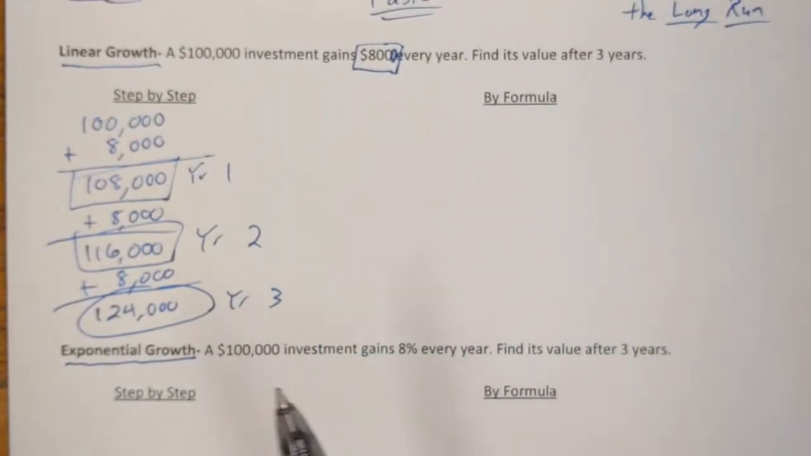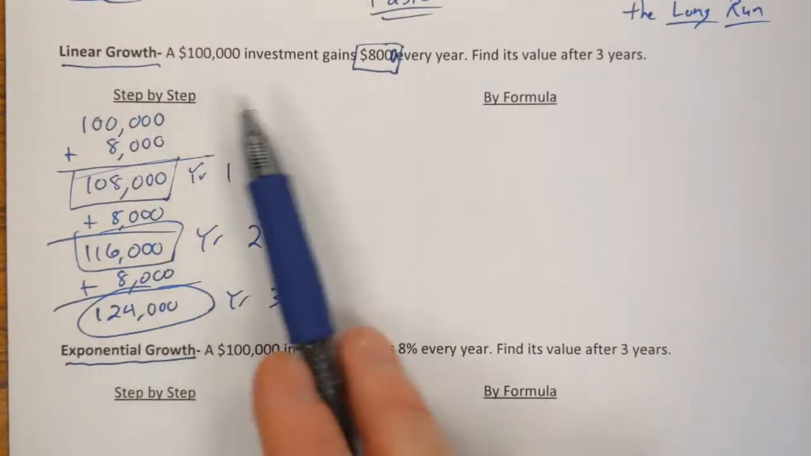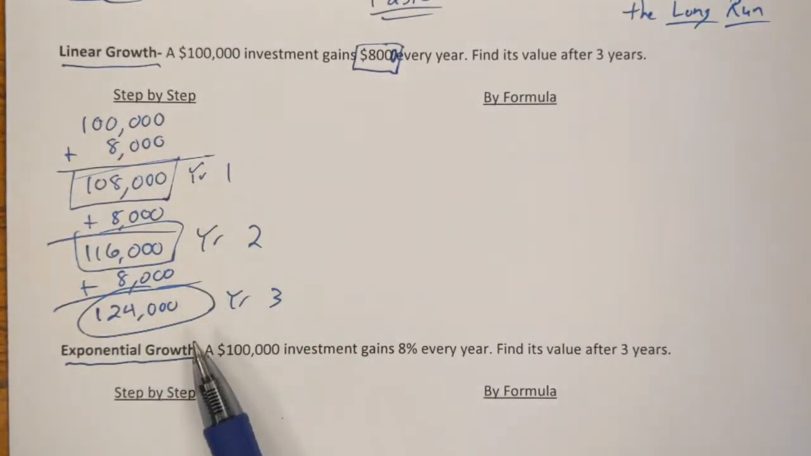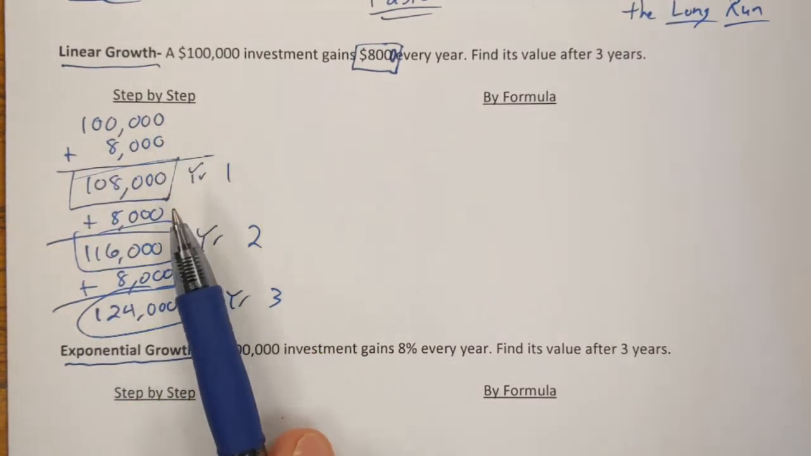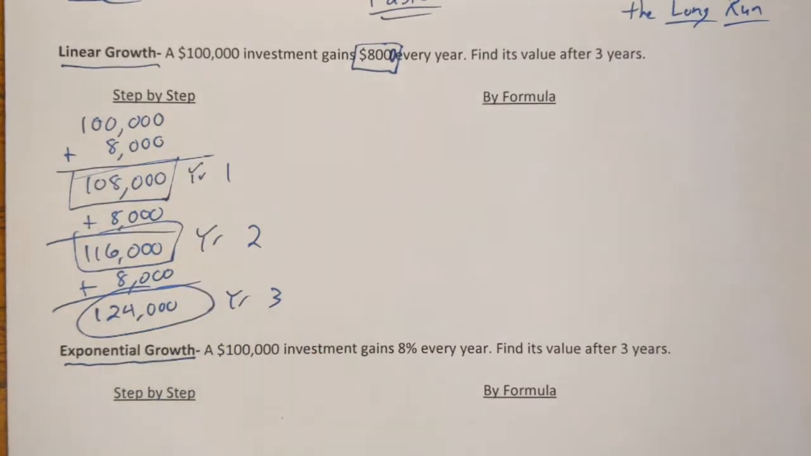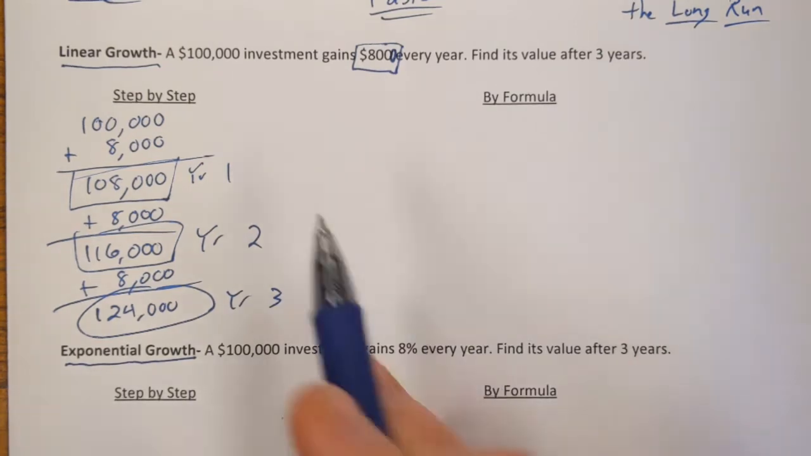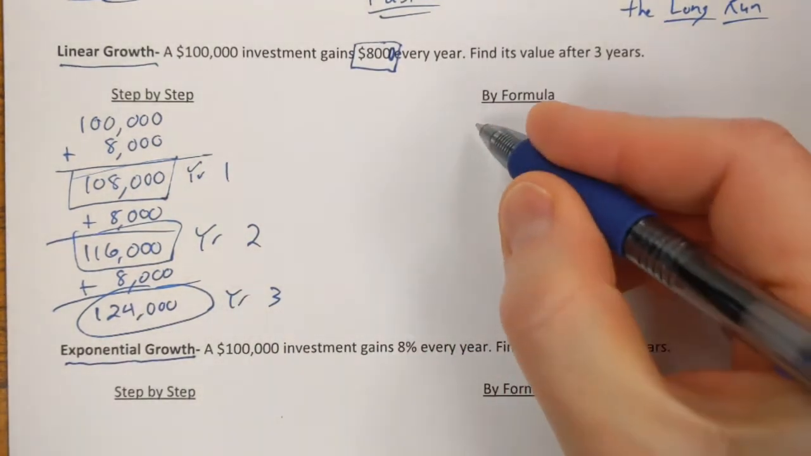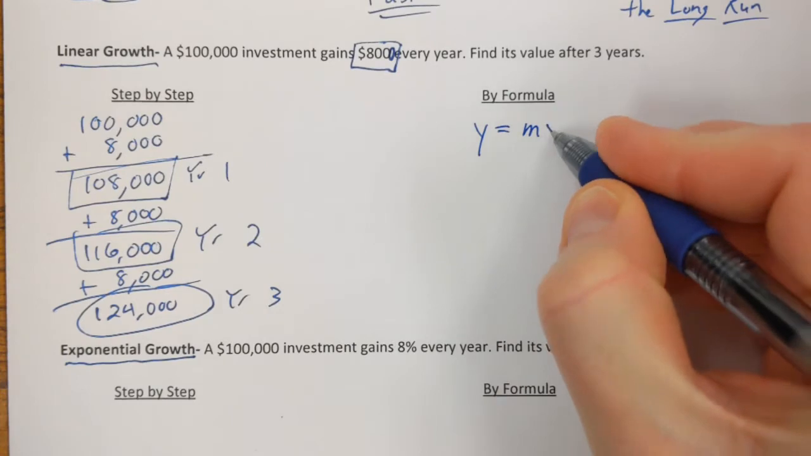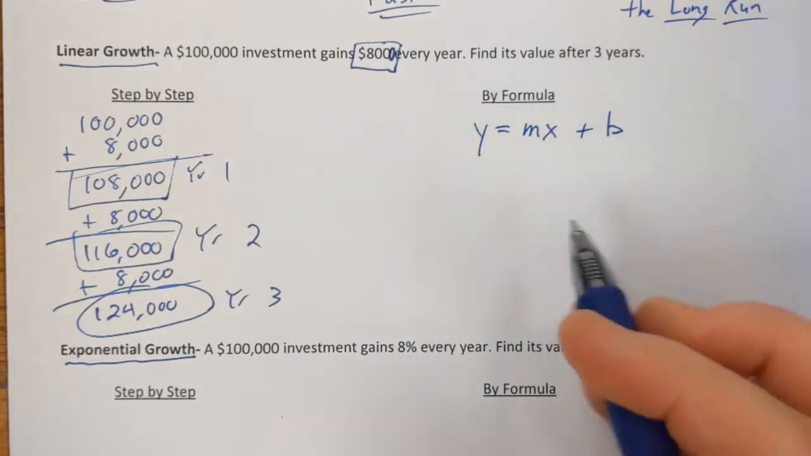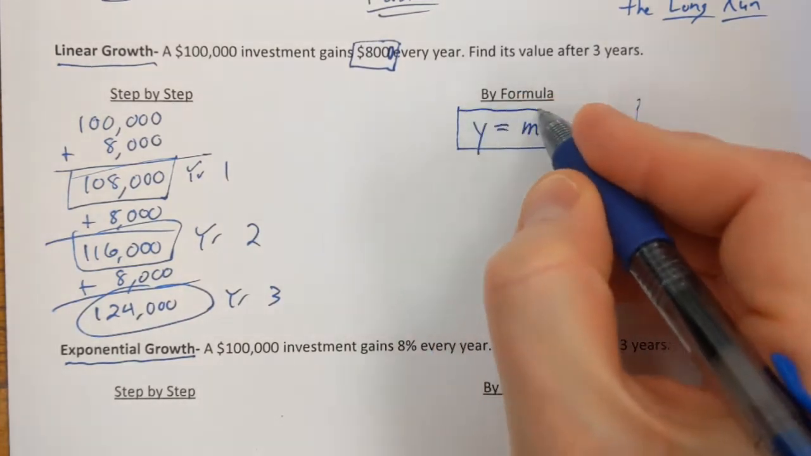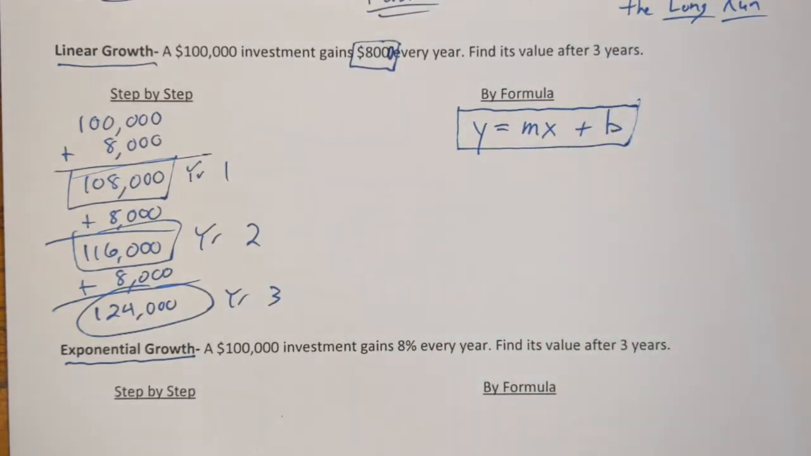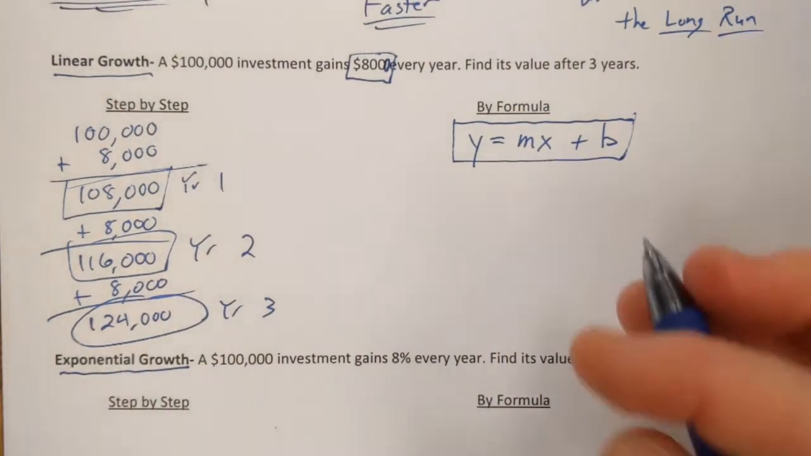And so I could solve this step by step. Here's how a lot of people would solve a problem like this, and that's fine. Just take 100,000 and add 8,000, add 8,000, add 8,000. Boom, you have your answer. Now there's a faster way to do it by formula though. We've already learned the formula for a linear function, y equals mx plus b, and write this formula down if you haven't already. Here's how this formula works.